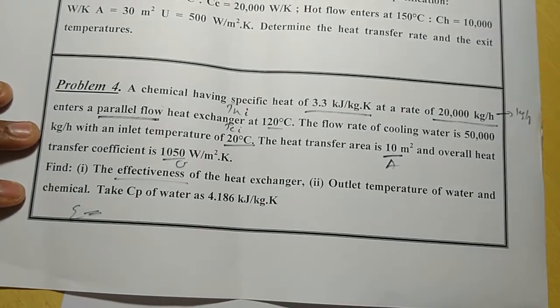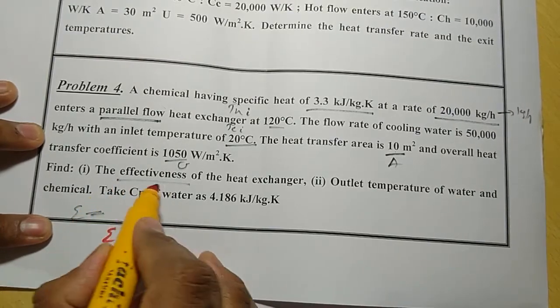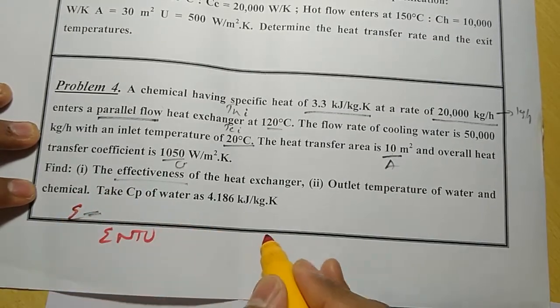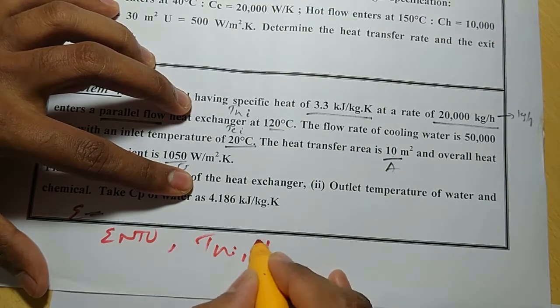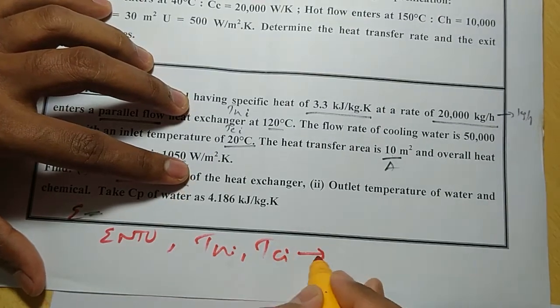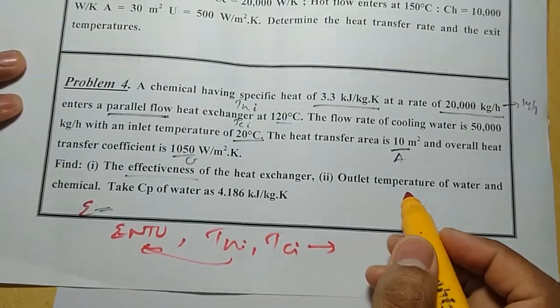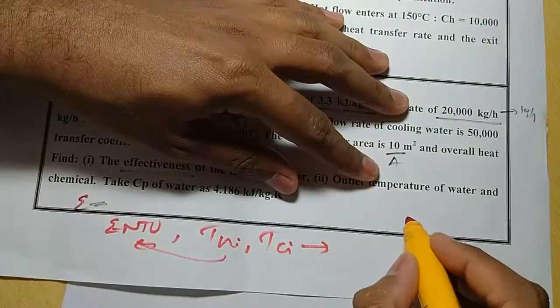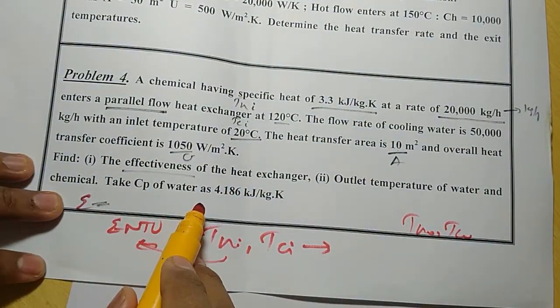NTU method. You should go for the effectiveness NTU method, because the effectiveness is given. And also in this problem only THI and TCI are given. That is also one of the clues for you to go for the effectiveness NTU method. Next, you should find out the outlet temperature of water and chemical, means both TH0 and TC0. The specific heat of water is given.